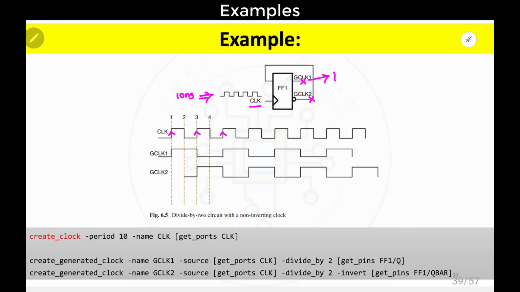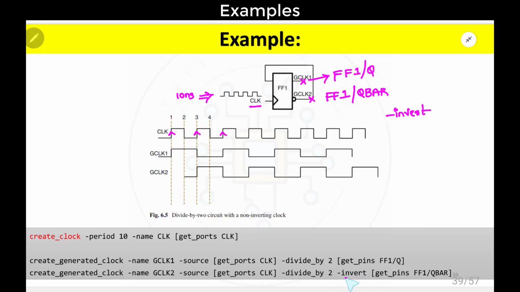So this should be written as flip flop 1 and Q. Here also it will be flip flop 1 and this is something called Q bar. But the difference here is that a bubble is there. So you have to use one extra switch called invert if you are writing for GCLK2. So see here, create_generated_clock -name GCLK1 -source coming from clock, divide by 2. It is at pin flip flop 1 Q. Next for GCLK2 the source is the same, divide by 2 and -invert.